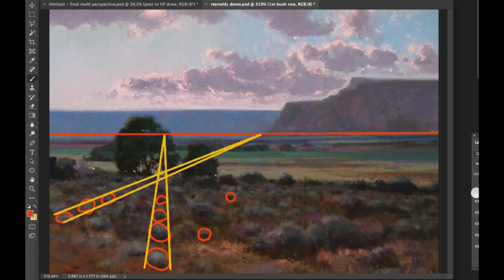There's another set right here. See those 2? They're basically about the same size bush. They're just separated from each other by some distance. If I circle them and I run a vanishing point through those, look what happens. They fall right on that horizon line again. And I'll do it again.